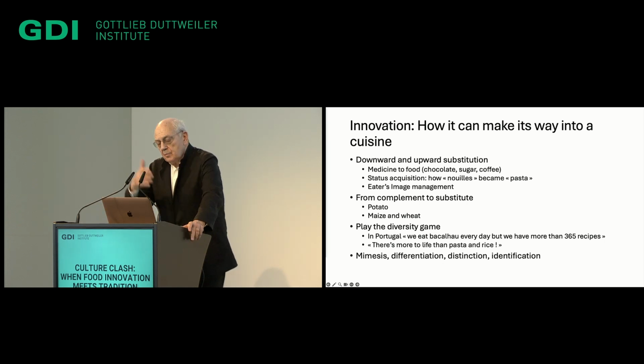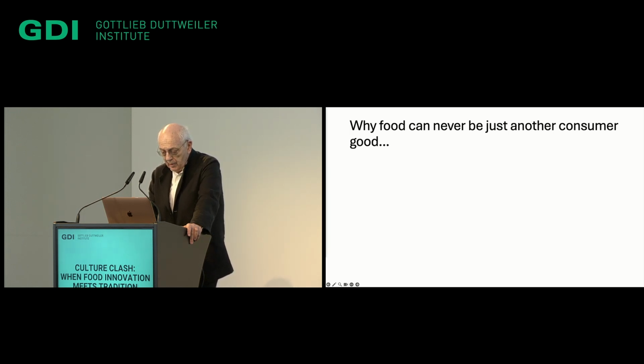There's a dozen of other examples, but it would be too long. So mimesis, differentiation, distinction, identifications are all psychological or psychosocial mechanisms that happen when it comes to receiving, accepting innovation. And I want to make this point at this point of the talk. This is one reason why food can just never be a consumer good like any other.